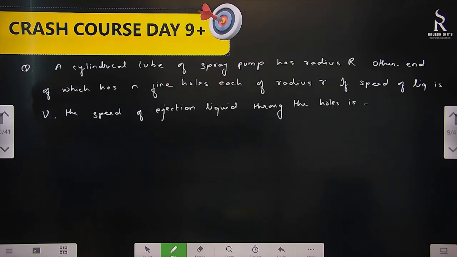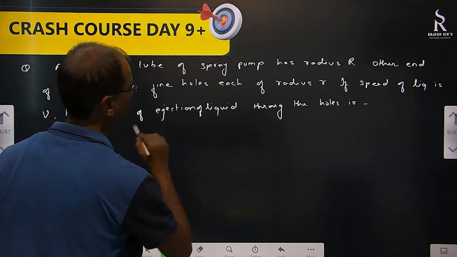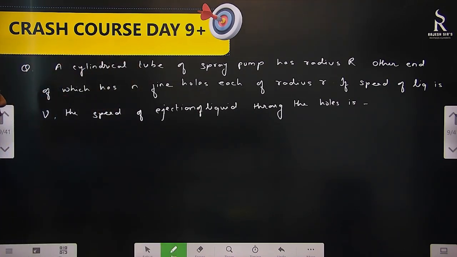Okay, one more question is there. A cylindrical tube of a spray pump has radius r, the other end of which has n fine holes, each of radius small r. If the speed of liquid is v, the speed of ejection of liquid through the hole is.